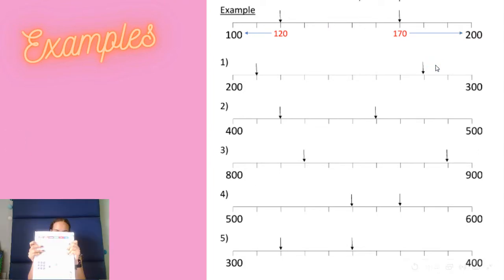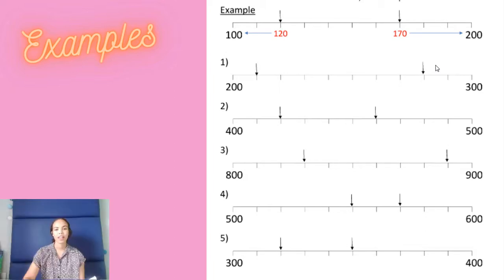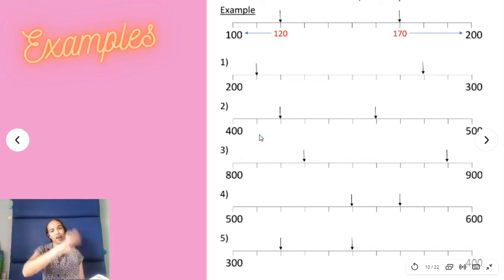One more time, just one more time. If we round to the nearest 100, we need to look at the tens column. 5 or more, plus 1. Okay. So let's do number 1 and 2 together, and then you can do 3, 4, and 5.